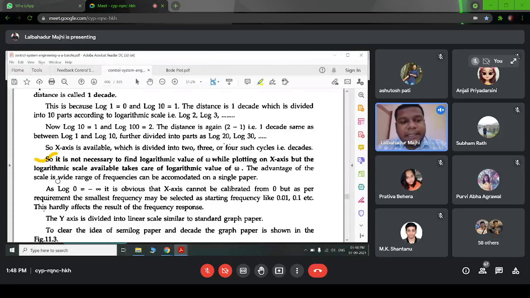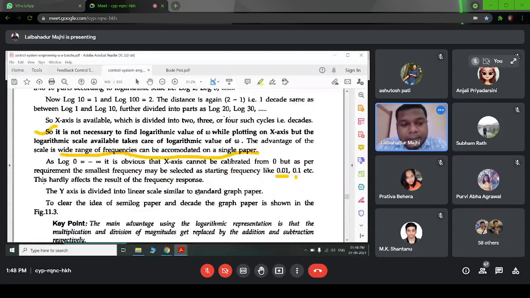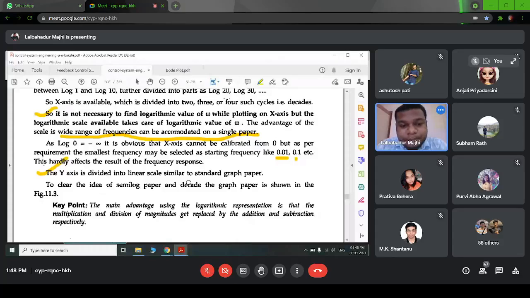The advantage of this scale is that a wide range of frequencies can be accommodated on a single paper. As log 0 equals minus infinity, the x-axis cannot be calibrated from 0. But as per the requirement, the smallest frequency may be selected as the starting frequency, like 0.01 or 0.1, etc. This will hardly affect the result of our frequency response. So on semi-log paper, we cannot start with zero frequency; we can take the smallest frequency as per our requirement. The y-axis is divided into a linear scale.